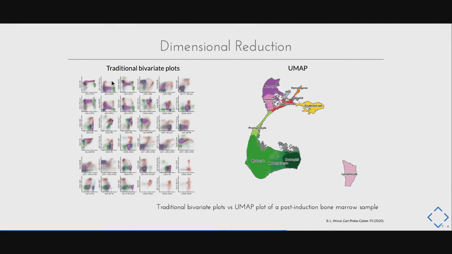Here's a comparison between these traditional bivariate plots and the UMAP on an example from post-induction marrow. The UMAP often untangles this complex data into a very intuitive two-dimensional plot, separating all the maturation pathways of different cell lineages from each other. Here is for neutrophil or granulocytic differentiation. Here is for the monocytes, erythroid, and B cells.